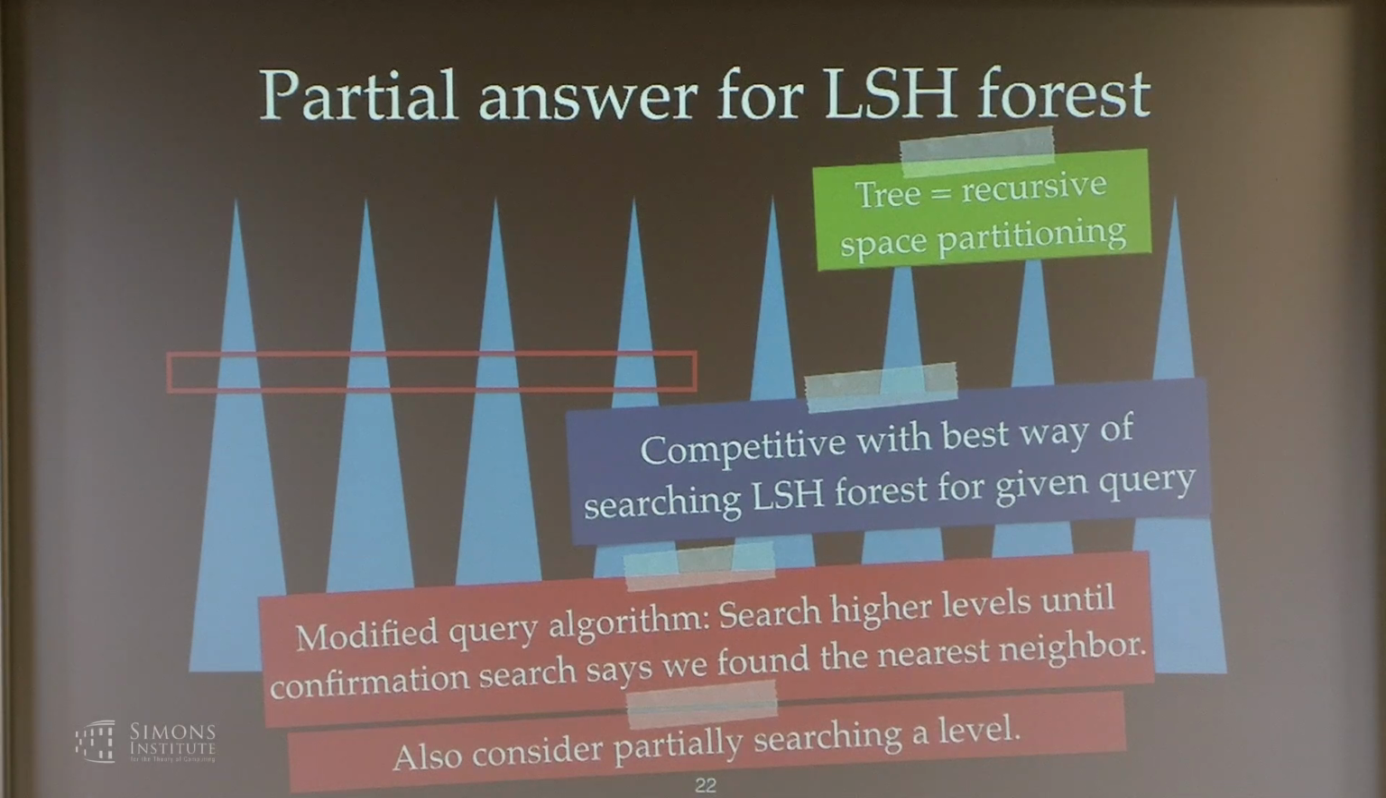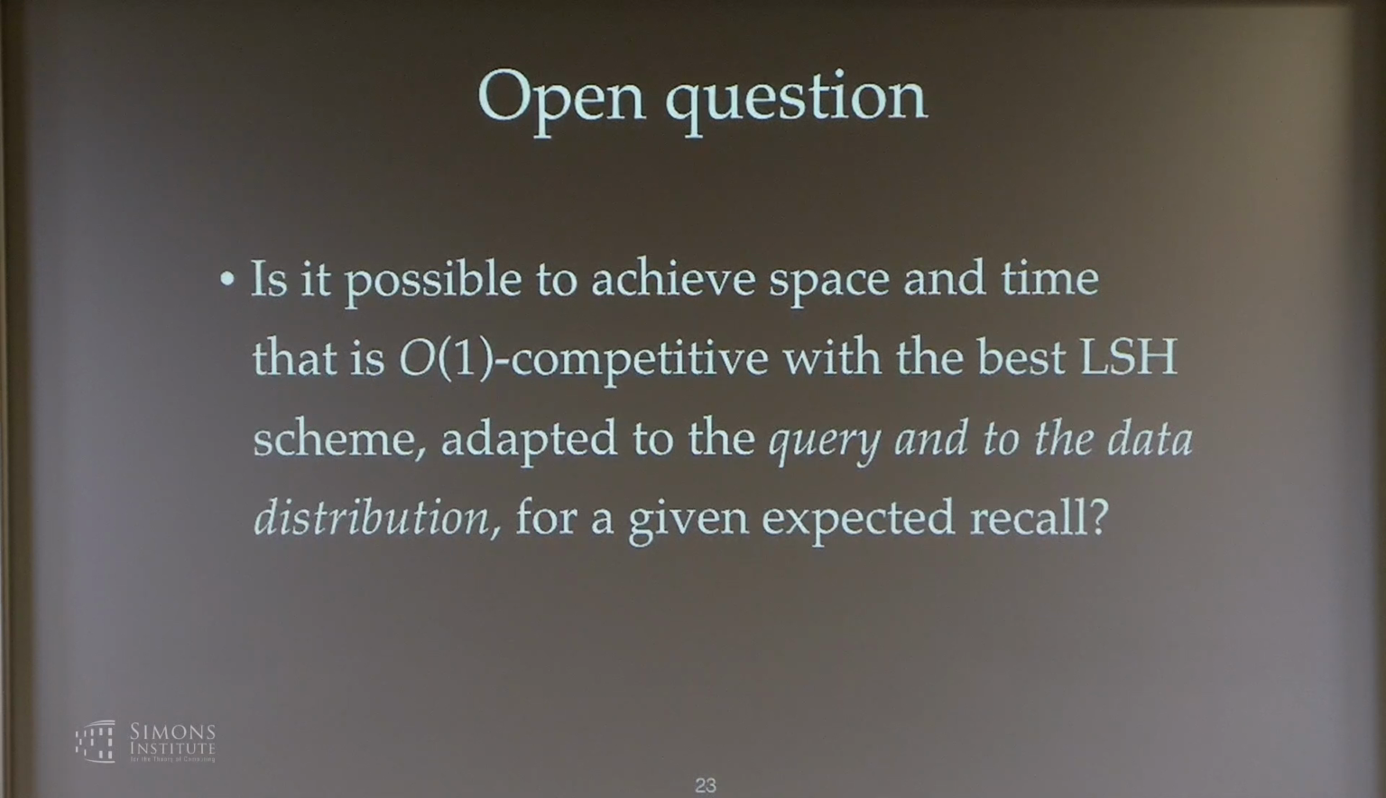All right. So I think the main open question that we have is really whether we can find an ideal adaptive data structure to work with confirmation sampling. Ideally what we want is a method that is competitive with the best LSH scheme that is tailored to both the query and the data distribution.